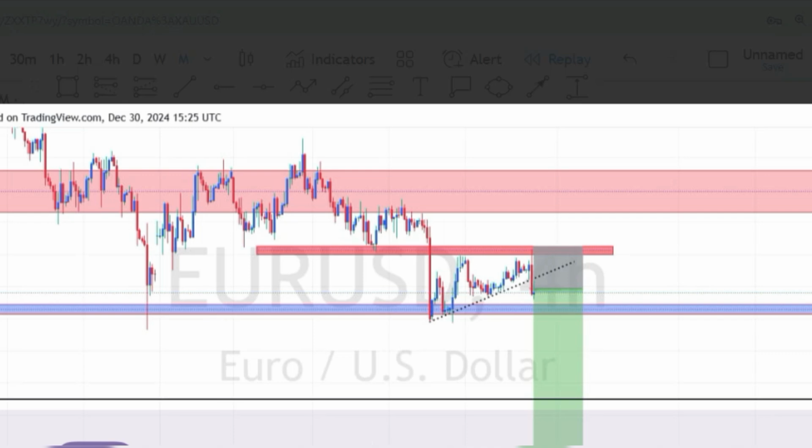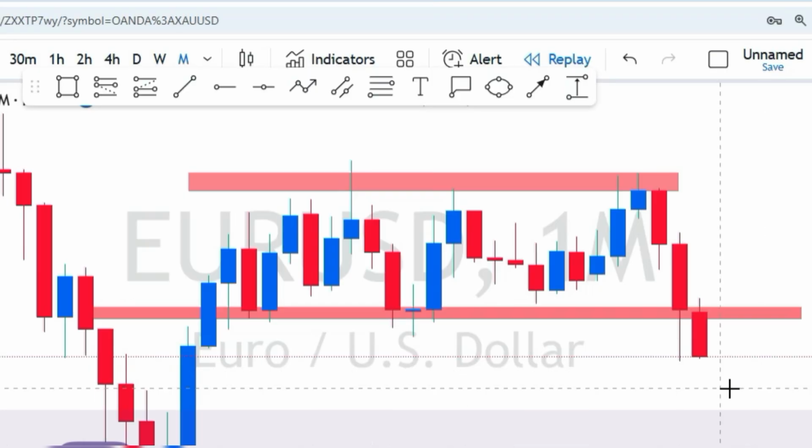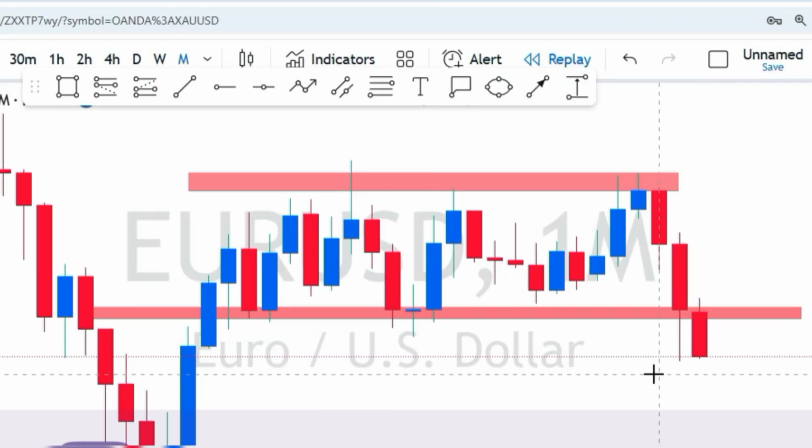So let me dive straight into the chart to show you the simple strategy that I used to make about 160 pips on EURUSD. I mostly start my analysis on the monthly time frame, and I go through the various time frames to get my entries. This is EURUSD, and you can see that we have a monthly resistance zone here, and we have a monthly support zone here.